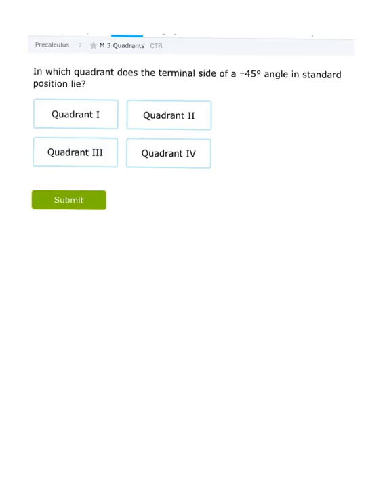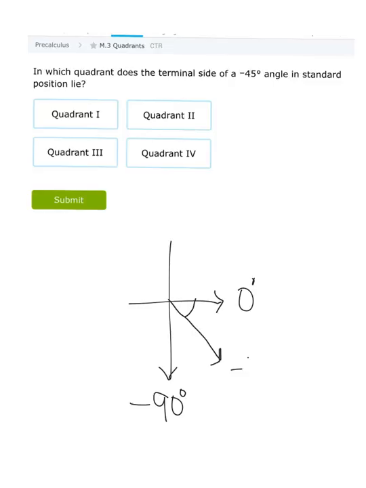Alright, now we are moving to a negative angle. So I still start at 0 degrees, but this time I need to move in a clockwise position. So I'm going to start at 0 and go 45 degrees in a negative direction. So if this was 0, here's negative 90, negative 45 would be right in the middle. So this angle would terminate in quadrant 4. Alright, next example.